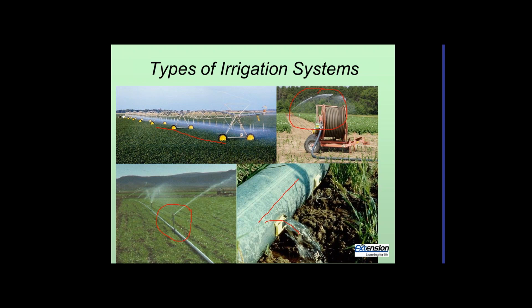We don't do any furrow irrigation that I'm aware of in Wisconsin. We do some surface irrigation in Wisconsin. It basically is flooding cranberry bogs. That's basically the only place they're used.